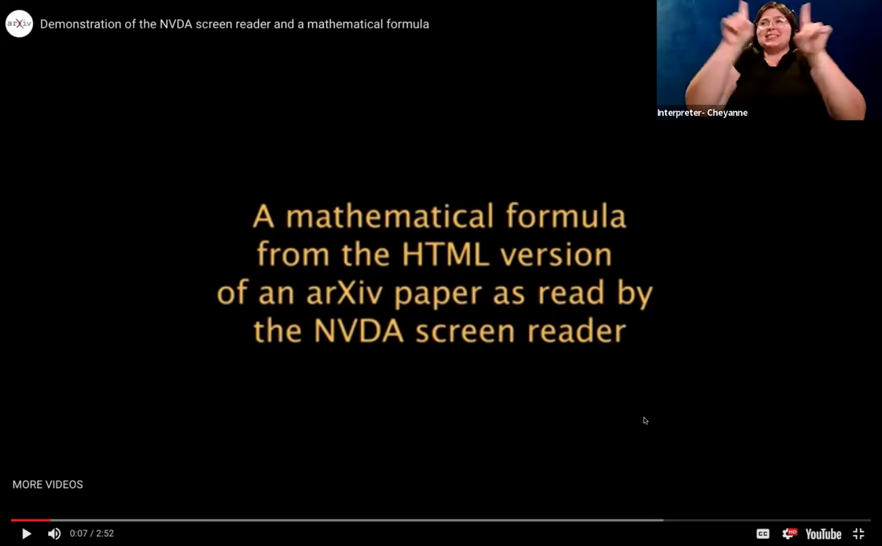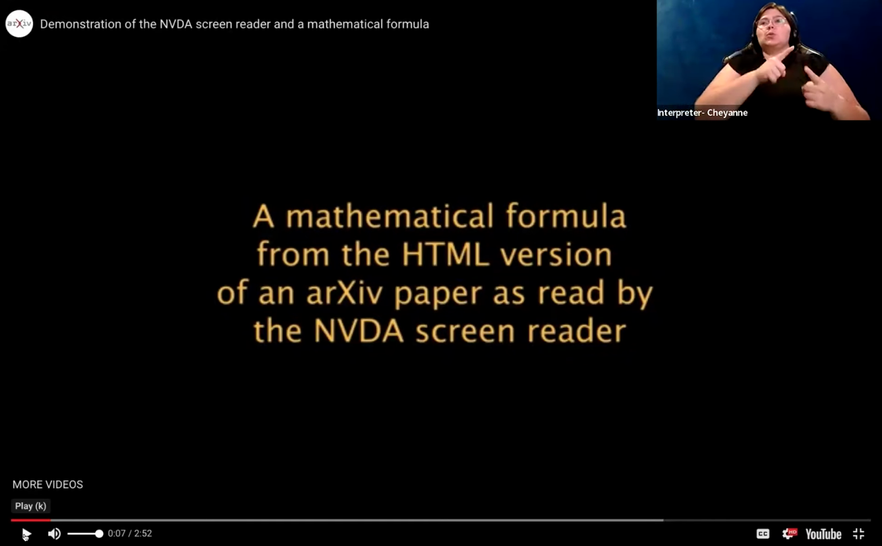See you all soon. Okay, so first we're going to listen to this very simple formula read out loud by the NVDA screenreader from an HTML paper, one of the papers that's on arXiv. And there is a link to this demonstration in the chat if you want to check it out yourself as well. So we'll play this through twice.